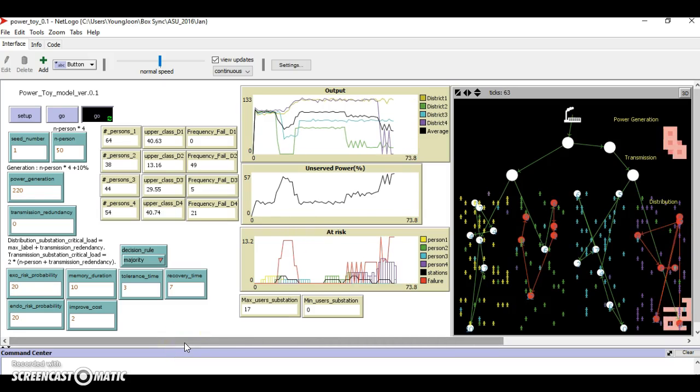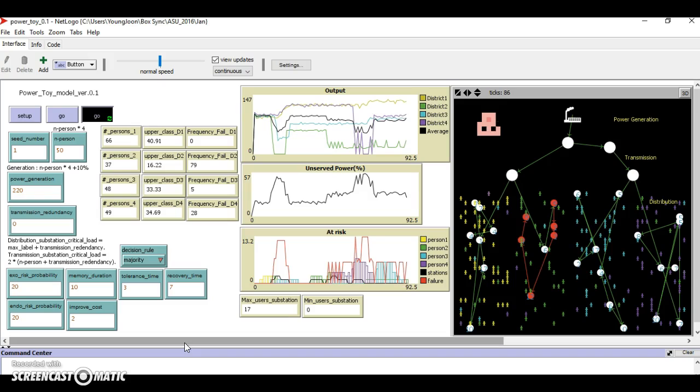This is a brief explanation of Power Toy model version 0.1. Thank you.